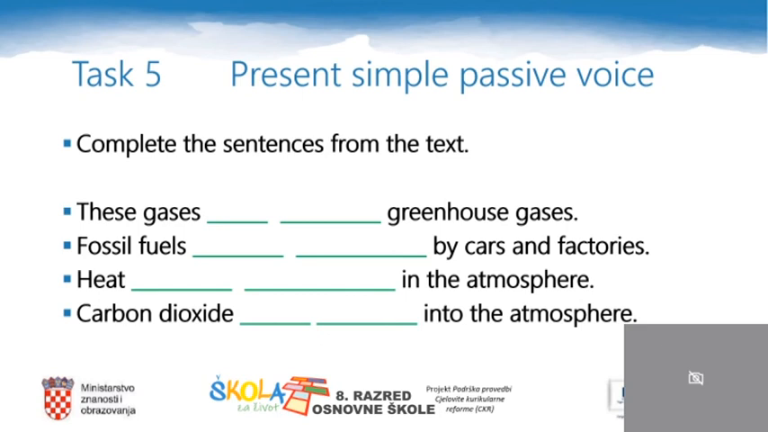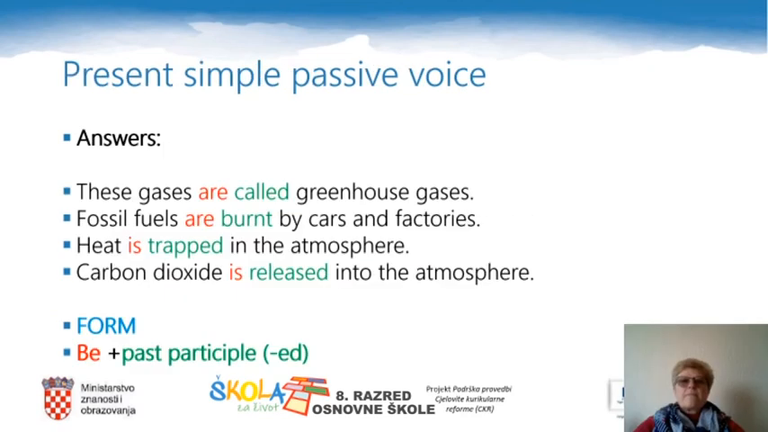Now, here are some sentences from the text. They are in the passive voice. Have you ever heard of the passive voice? In order to find out more about it, first copy these sentences into your notebooks. Then, try to remember the words from the text that come into the gaps and write them down. This is the passive voice, the present simple passive voice. Passive voice is a type of sentence in which an action, through the verb, or an object of a sentence is emphasized rather than its subject.